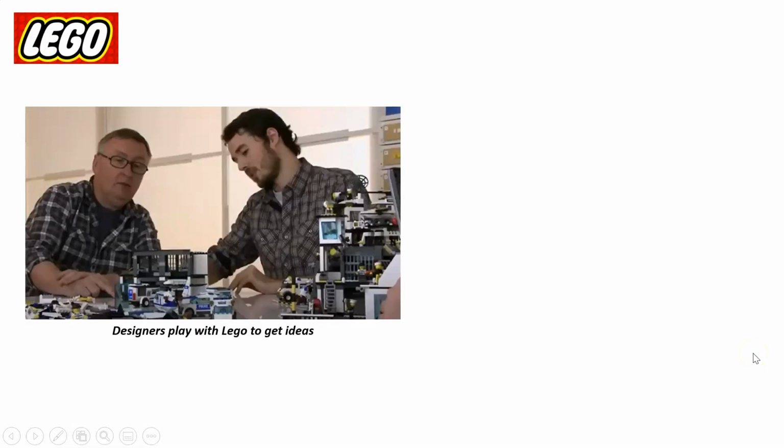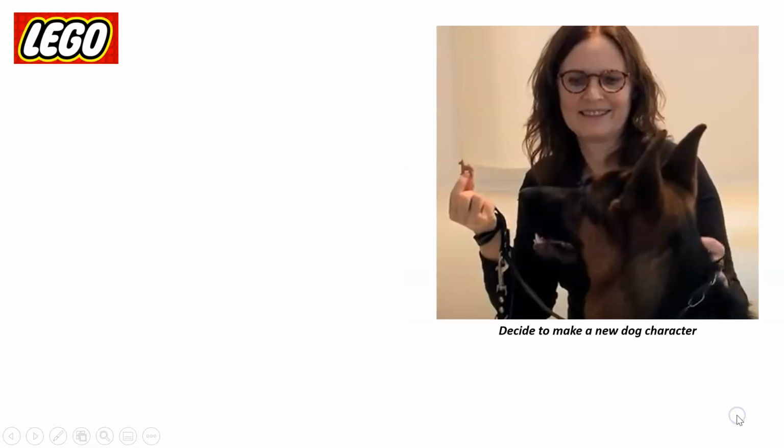If we watch that documentary, you can see a bunch of guys sitting around playing with Lego, although that is very manual, but they're doing that to get new product ideas. One of the ideas they get is to make a police dog. To do that, they bring in a real dog and a sketch artist. You can see them working together.